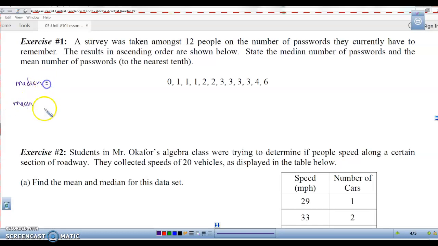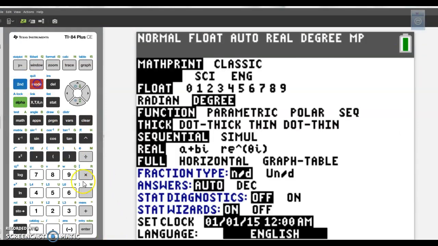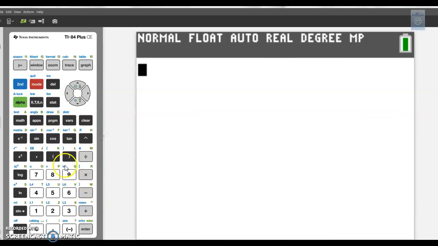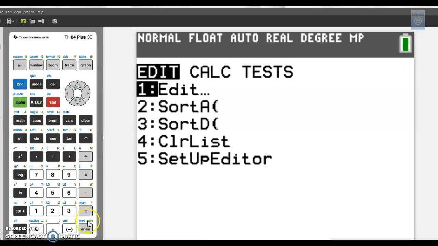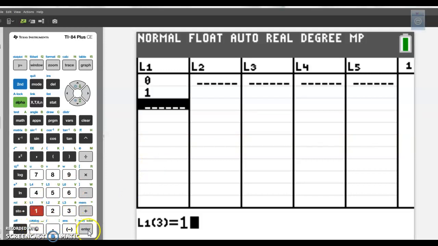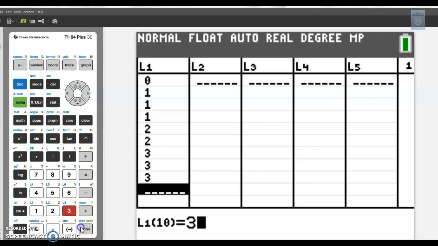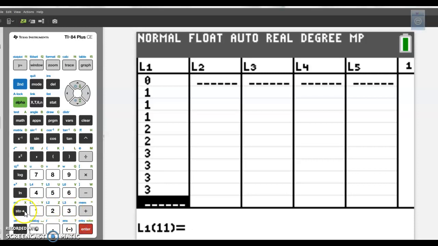Okay, so I'm going to show you how to do this on the calculator and on Desmos. You already actually know how to do this on the calculator, but let's look at them both. Okay, so here is, let me go back here so we know where we got this from. All right, so to get to your list, it's stat, edit, and then you have L1 here, and it should be all cleared out. So all you have to do is enter your data. So 0, 1, 1, 1, and then 2 2s, and then 4 3s, and a 4 and a 6.